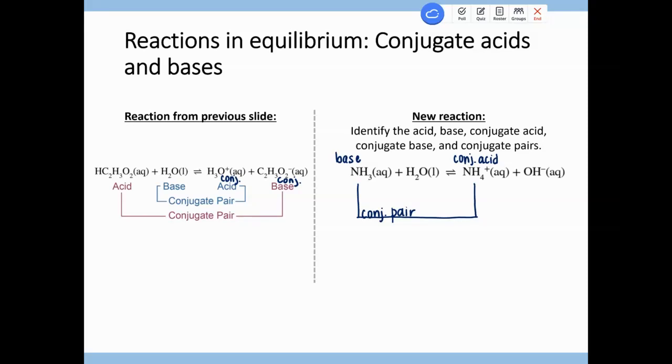That should make H2O the acid, OH- the conjugate base, but let's double check. So H2O, its conjugate pair is OH-. In this reaction, H2O loses a proton and becomes OH-, or it donates a proton to the base. It gives away a proton. That's the definition of an acid. So H2O is the acid. OH- is then the conjugate base, and these two are a conjugate pair.